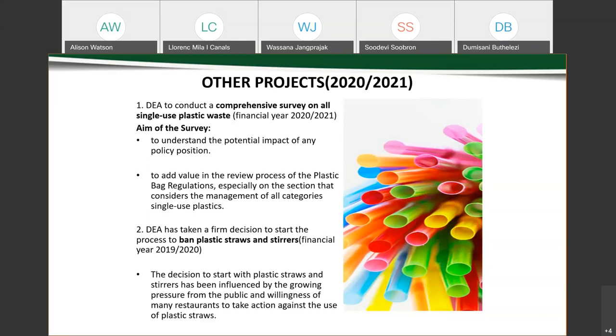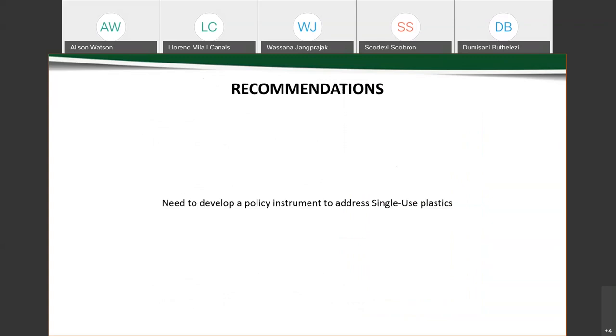And then the work around straws, we are finalizing the action around straws. It will be a policy instrument that will add into the policy instrument that deals with plastic bags, because you want to group all single use under one policy instrument, if that is possible, depending on what the assessment will tell us. Next slide. So our recommendation is that we need to develop a new policy instrument to address single use plastic, because currently there's none. Thank you.